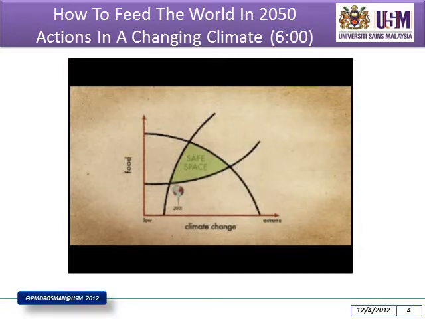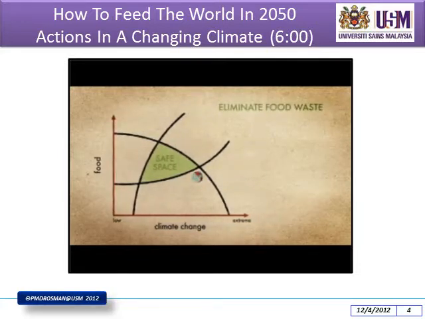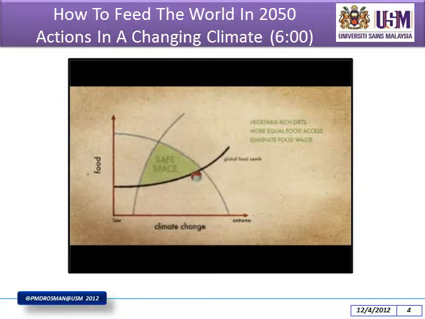This is where the world is heading by mid-century unless we make some big changes. Hundreds of millions will remain undernourished, and we will be perilously close to the limits of food production. We can take actions to enlarge the safe space and move the planet within its boundaries. First, by eliminating waste in the food chain, increasing equity in access to food, and shifting to vegetable-rich diets that demand fewer resources, we can reduce the amount of food we need.